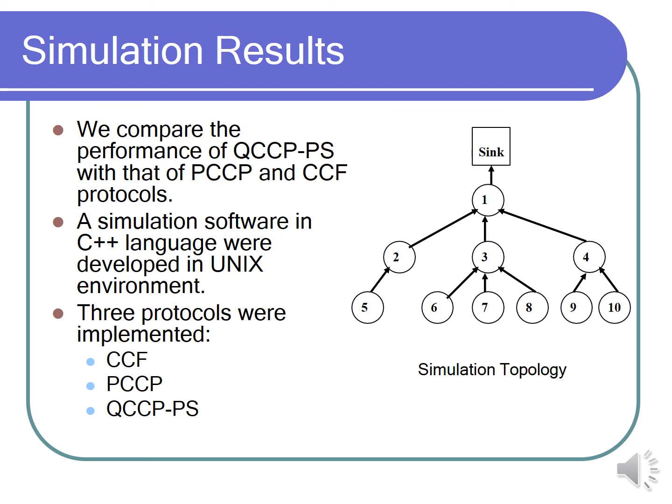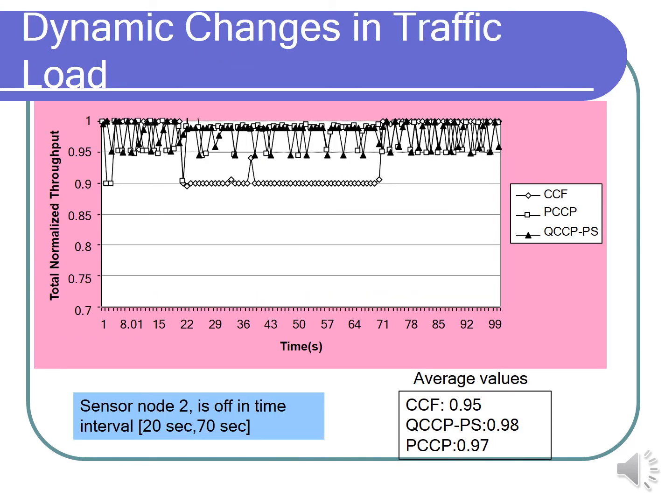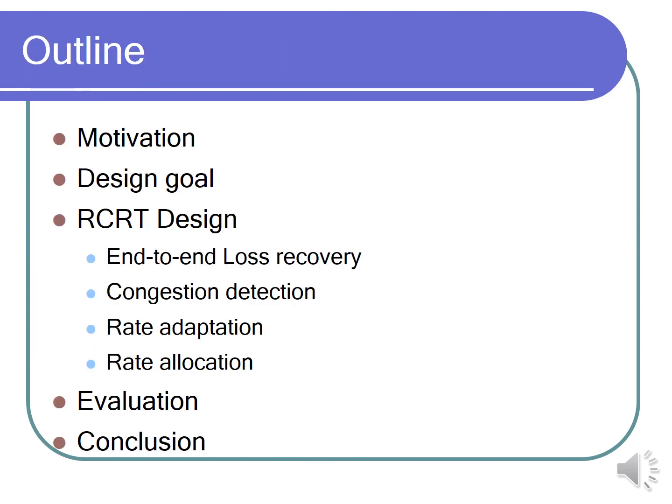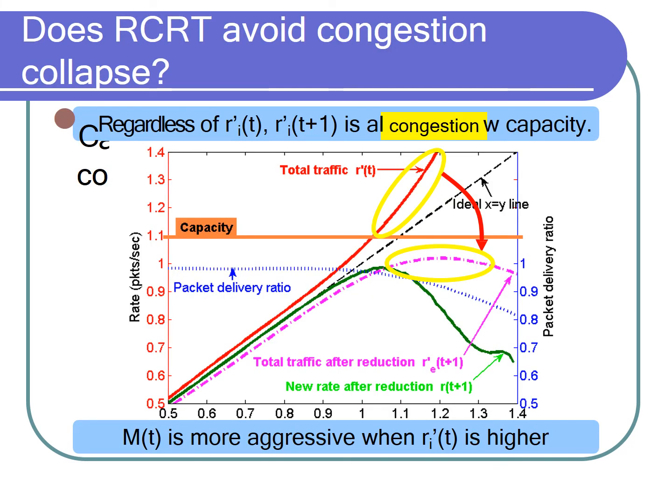In the tabulated results, we compare the algorithm with the other protocols: CCF, PCCP, and QCCP-PS are given, along with buffer size. So, can we design a protocol that reliably transports sensor data from many sources to one or more sinks without incurring congestion collapse?